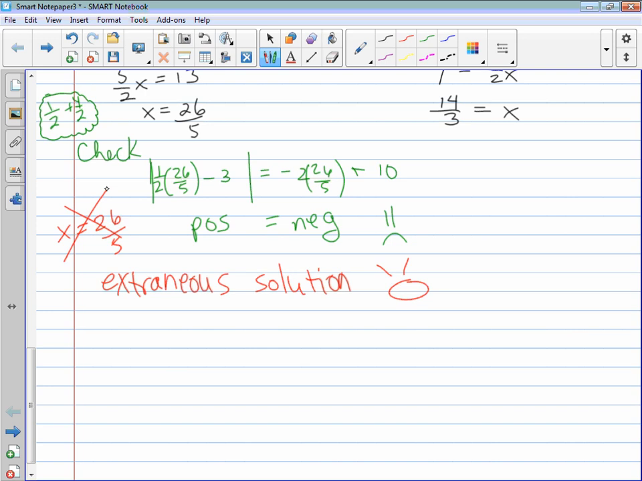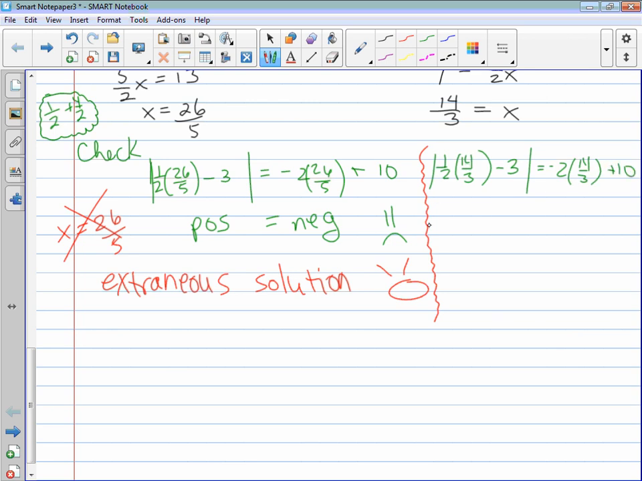Shucks. Did you do this on purpose? Every now and then I get fingers. So, does that mean that there is no solution? Not necessarily. Let's go check the 14/3 real quick. Let's see if I can squeeze it in over here. Alright, so here I am checking it. It was 1/2, and I'm going to do 14/3 minus 3 equals negative 2 times 14/3 plus 10.